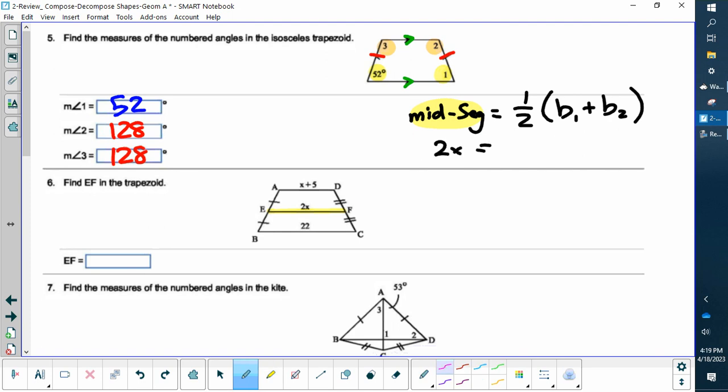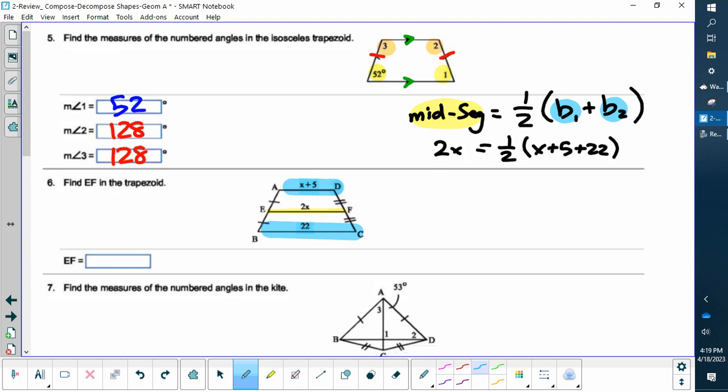I still have this 1/2. And I don't really care which is base 1 or base 2. Base 1, base 2, these can be flip-flopped. It's not going to make a difference. And I get x plus 5 plus 22.